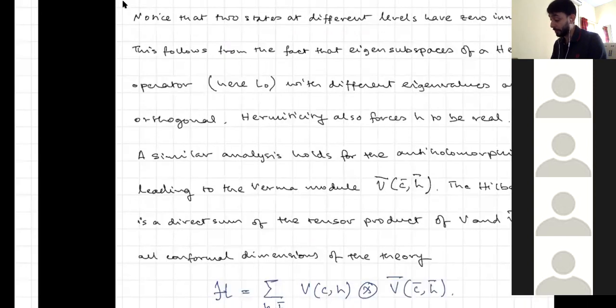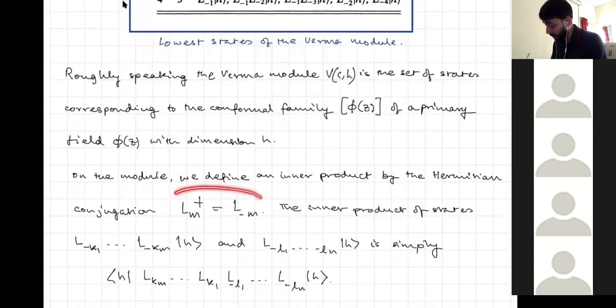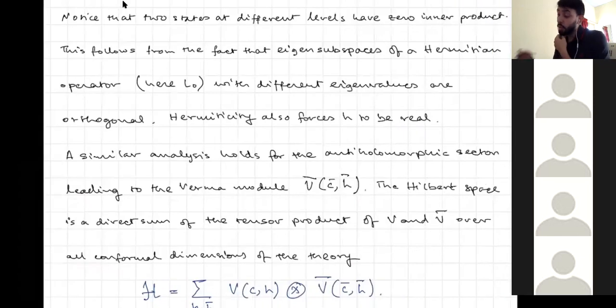Remember what was happening. You remember this guy here. L_0 dagger is equal to L_0, so this particular guy is Hermitian. You would remember from your earlier math methods classes that the eigensubspaces of a Hermitian operator, here L_0, with different eigenvalues are orthogonal. So this essentially means that the inner product between two states at different levels will be equal to 0. And Hermiticity also forces H to be real.